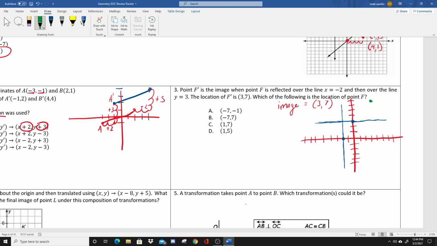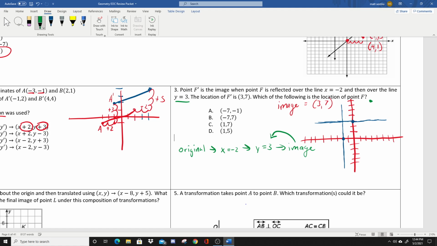So it says the original one is reflected over x equals -2 and then over y equals 3. So we're going to go backwards. We're going to flip it over y equals 3 because we're trying to go backwards. So it goes original, flipped over x equals -2, flipped over y equals 3. You get your image. So we're starting at our image now, right? That's what they gave us.